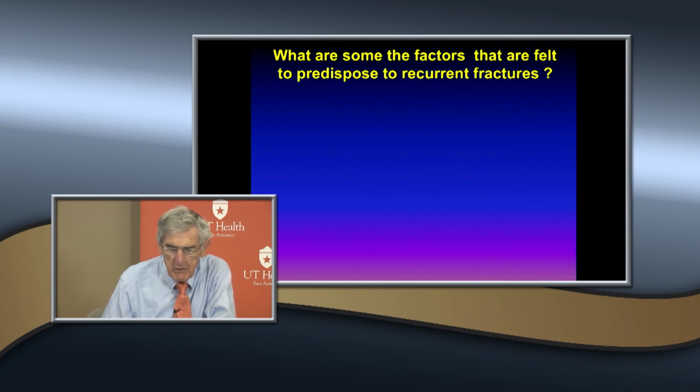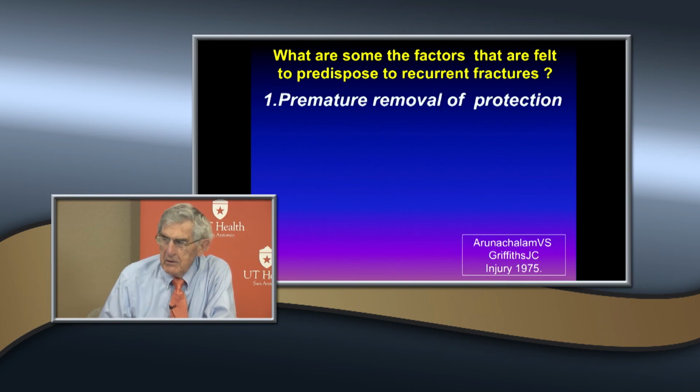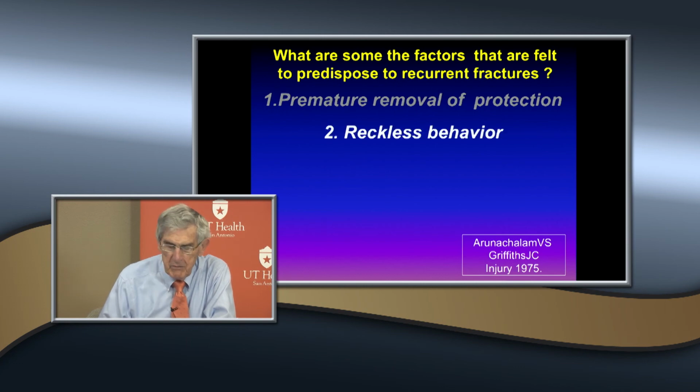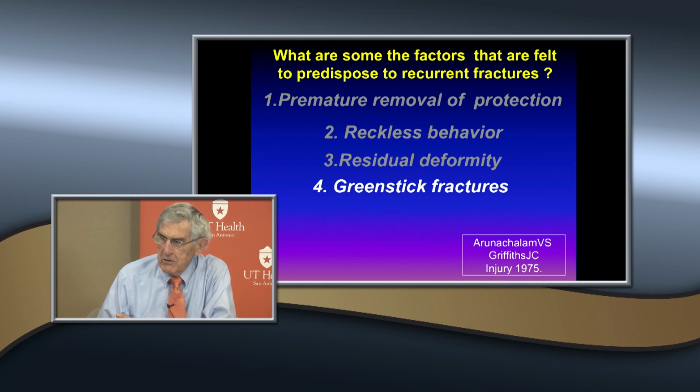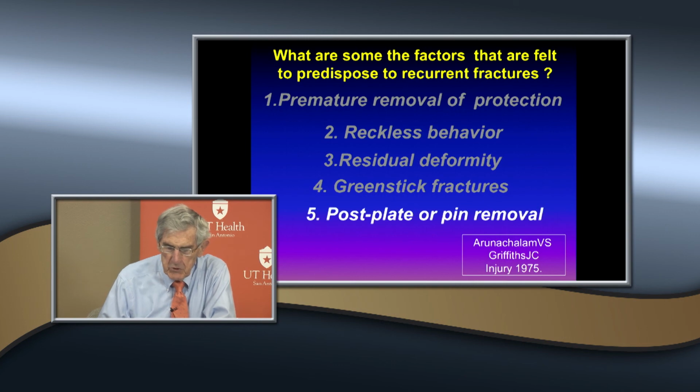So what factors are felt to predispose to recurrent fractures? Well, taking the cast off too soon. Reckless behavior, residual deformities. If there are greenstick fractures, remember you have incomplete callus. And post plate or pin removal. And here is a good example. We used to leave the pins out, and we'd take the pins out in the clinic, which was kind of a screaming fit when you take it out.